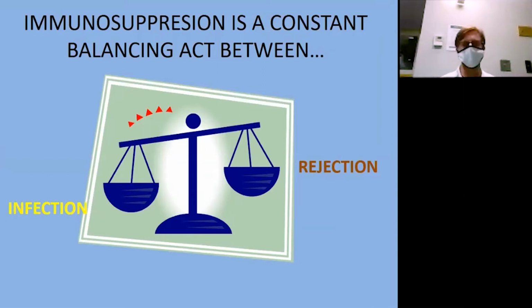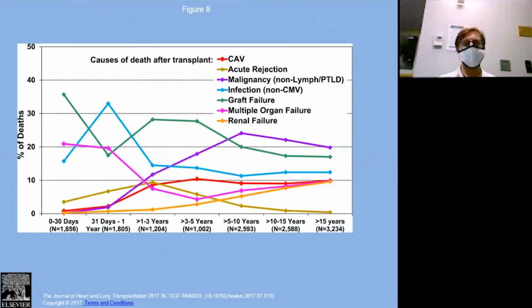Infection, good. Yeah, you didn't take the bait. So yes, we worry a lot about rejection, and for good reason, but infection is still the most common cause of death in the first year. So if you look at this graph, this is the UNOS outcomes. In the first 30 days, non-specific graft failure in the green is the most common cause, but after 30 days and up until a year, infection is the number one cause of death.